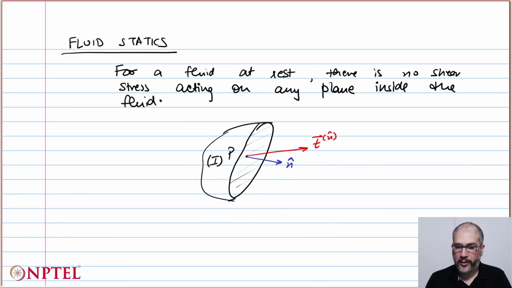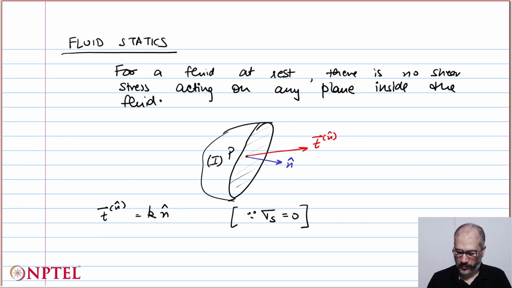Now, since we said that this is a fluid in a static situation, that means that the traction here has to be along the normal. So that's some constant times n hat, because there is no shear stress on this plane, because there's no shear stress on any plane. We say the reason is because sigma shear is 0.